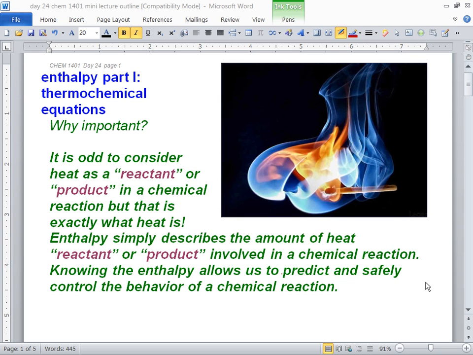We are talking about heat in reactions and how heat is involved. Some reactions are going to take heat in order to even react. If you don't provide some heat, it's not going to happen. Other reactions happen and they're going to provide a lot of heat. They're going to kick out a lot of heat.